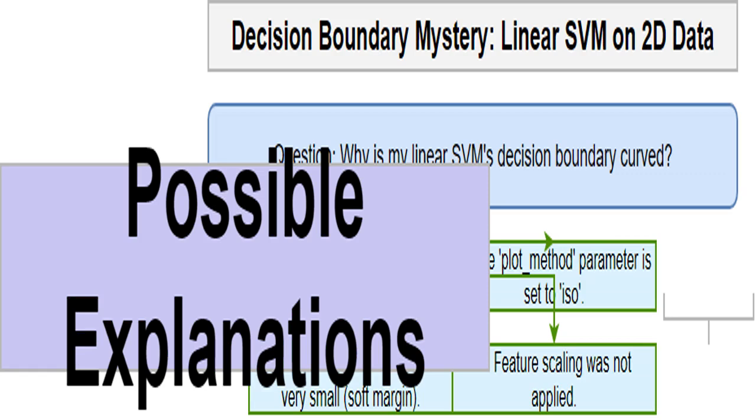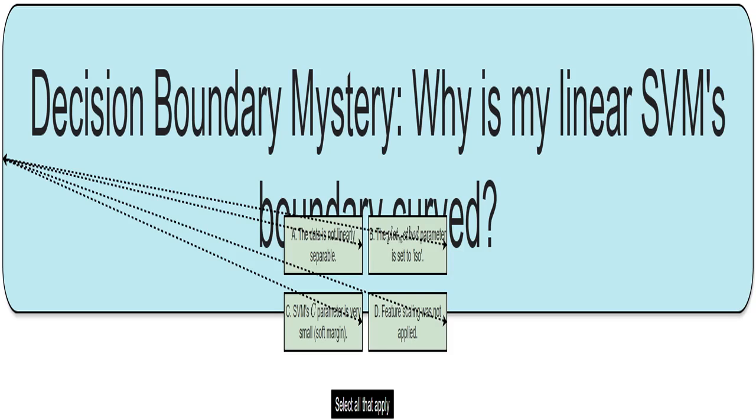It's like detective work. Let's crack this mystery. We're looking at why a linear support vector machine, SVM, which should produce a straight line, is giving us a curvy decision boundary. It's like trying to draw a straight line on a crumpled piece of paper. The paper's wrinkles, our problems, make it look bent.